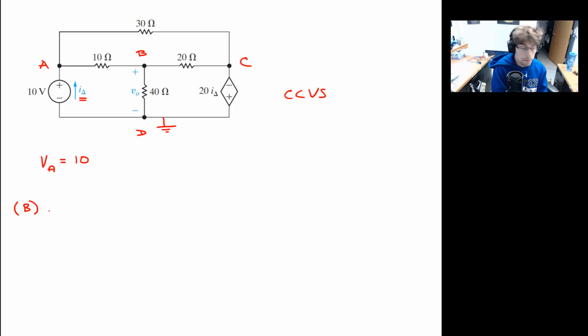Let's get an idea about what the current stuff is for that one. So we have VB minus 10, the potential at A, over 10, not 100. And that comes from the left branch. We have the bottom branch where we have plus VB over 40. And then we have the right branch plus VB minus VC over 20. And that whole rigmarole better be equal to 0.